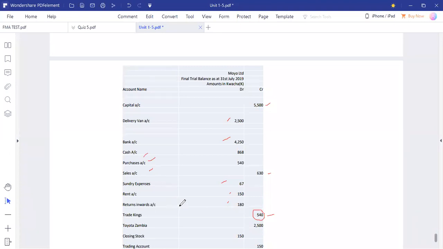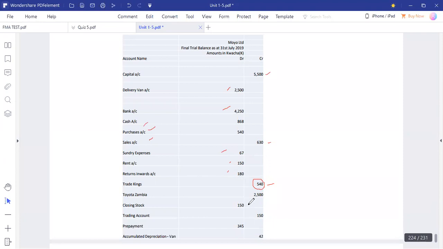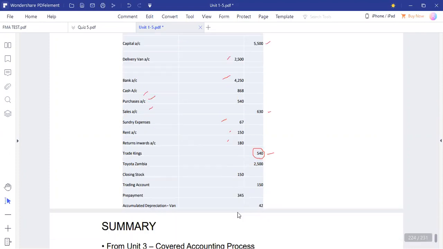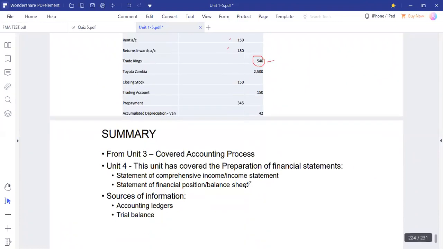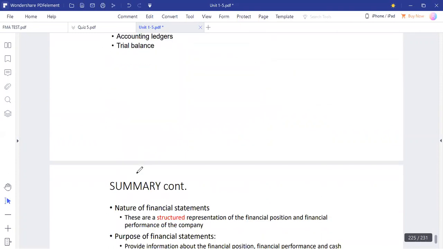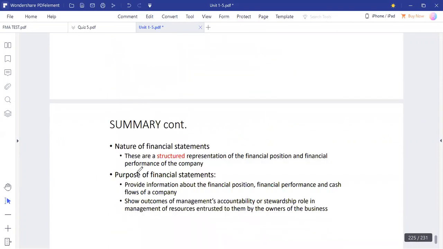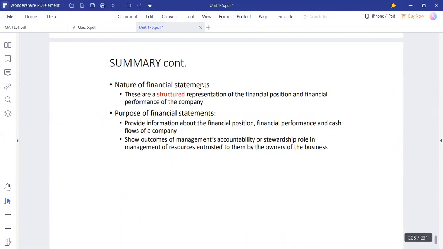So we also go to Toyota Zambia. This is a creditor. Closing stock, the amount of stock that we have. So this is an asset. Prepayment, these are assets. Accumulated depreciation, they reduce our what? Our assets. So we credit whenever reducing assets. So this is basically what Unit 4 was all about.